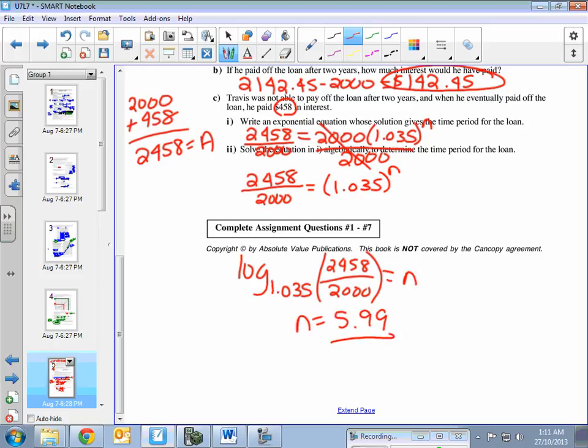If n is your number of years, so your n will be about 6 years. It'll take 6 years approximately to pay off an interest amount of $458.